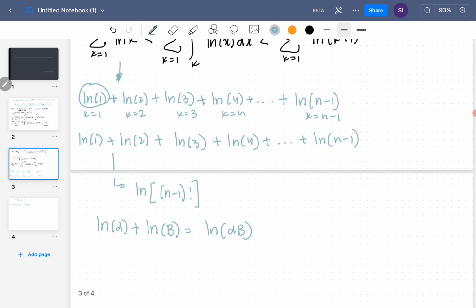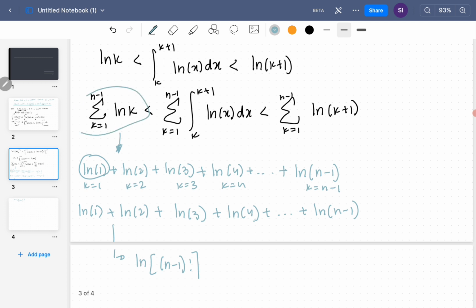So, that being said, natural log of 1 plus natural log of 2 plus natural log of 3, on going, is just natural log of 1 times 2 times 3 times 4 times n minus 1. And that is just n minus 1 factorial. That is how we get this n minus 1 factorial. And this is a big step because now we have introduced our factorial. But once again, we only solved this part. We also have to solve this part and this part.